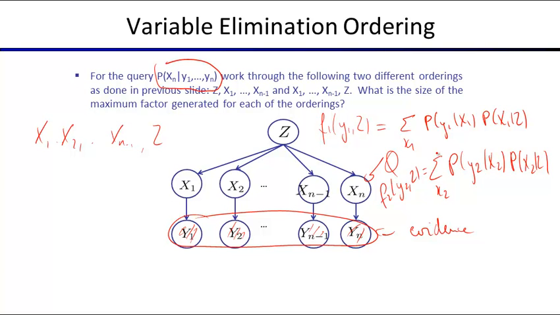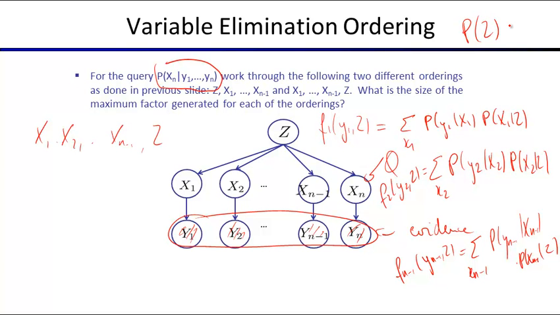This would go on till we reach f(n-1) over y(n-1) and z, which would be equal to the sum over all x(n-1) of p(y(n-1) given x(n-1)), where y(n-1) is fixed and x(n-1) is variable, times p(x(n-1) given z). At that point, we would be left with factors f1, 2, 3, and so forth till f(n-1), which are just over one variable each, the variable z. And we'd also be left with the factor p(z).